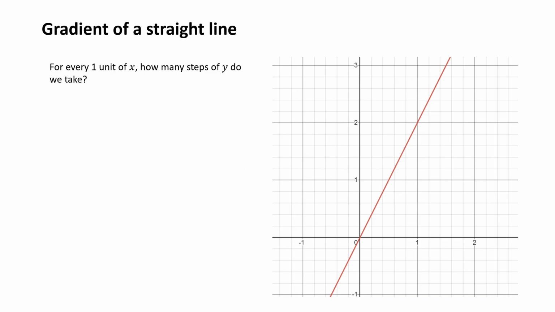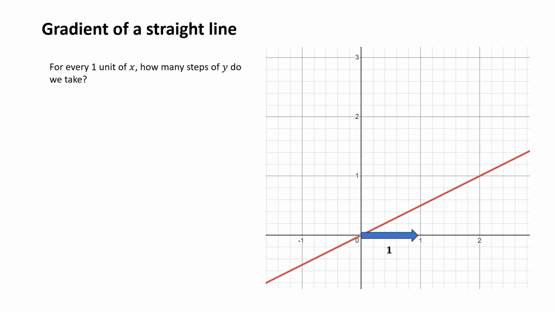So I think the easiest way to think about the gradient of a straight line is that for every 1 unit of x, we want to know how many steps of y we take. So this is my 1 unit of x, and now how many steps of y do I have to take to get back to that red line? And we can see here it's 2. So in this case, our gradient, which is represented by the letter m, is going to be equal to 2.